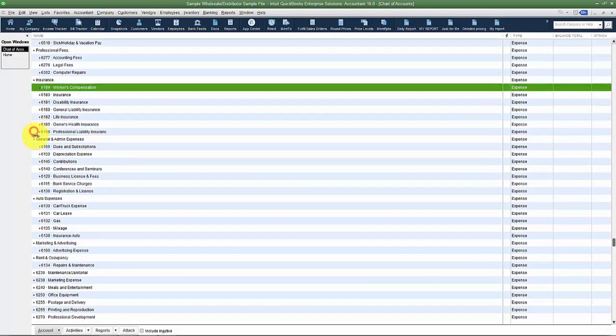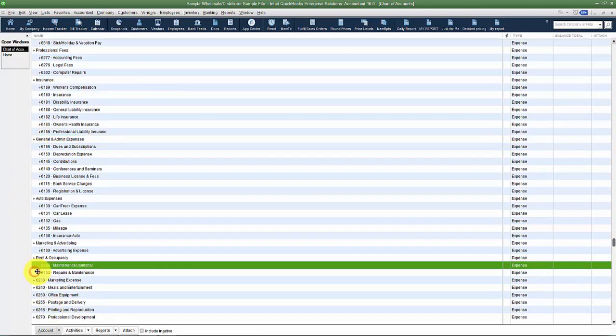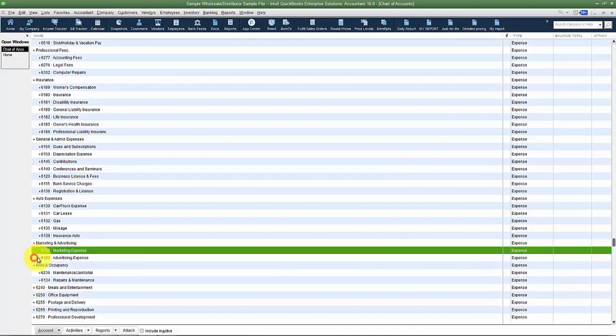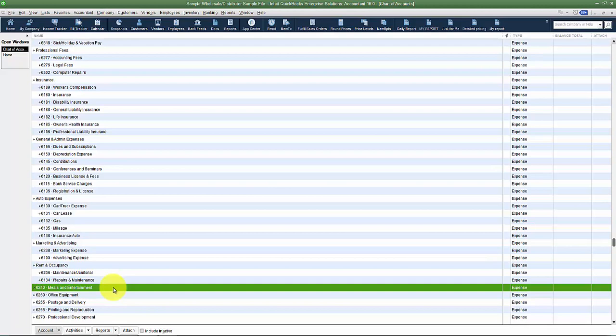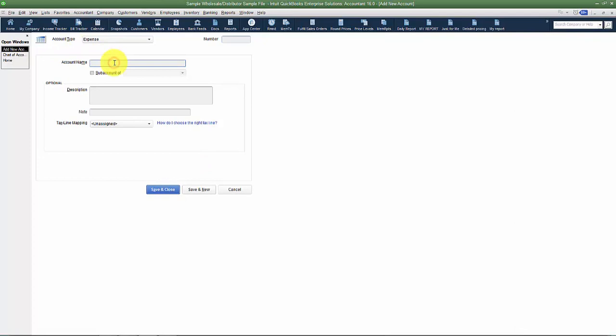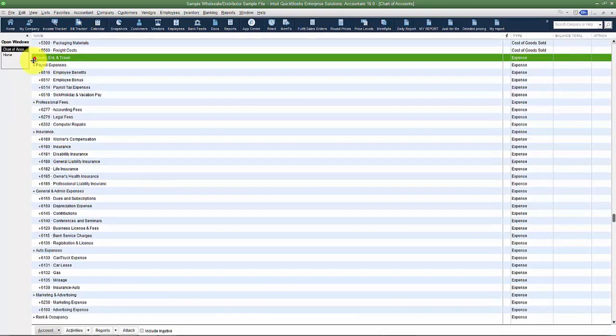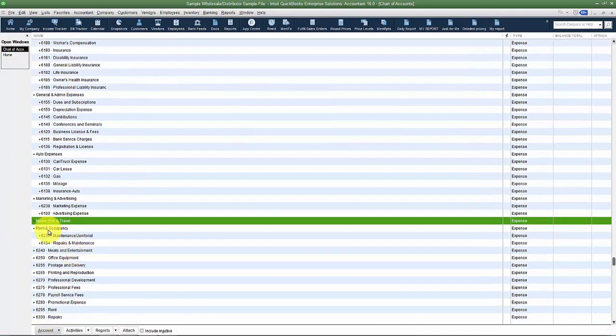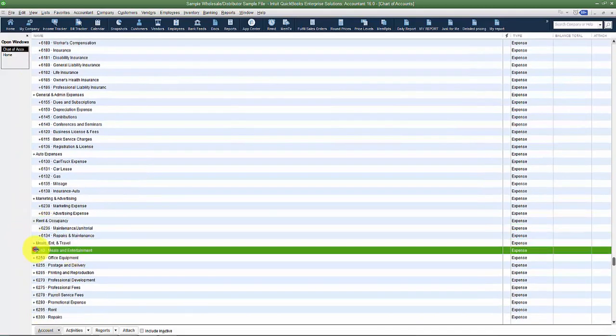Okay, so let's keep on going here. Maintenance and janitorial under rent and occupancy. Marketing, we'll stick here under marketing and advertising. Meals and entertainment. So this is one we haven't done yet. I suggest separating this out anyway. So meals, entertainment, and travel. Sometimes I'll just call it meals and travel. Because for tax purposes, that is a kind of important area for people to have separated.